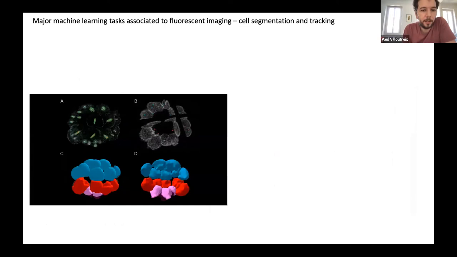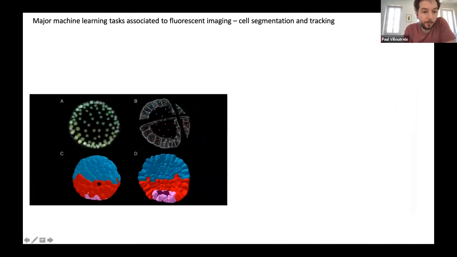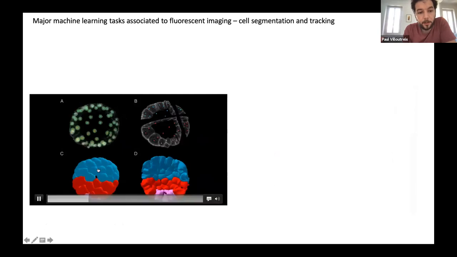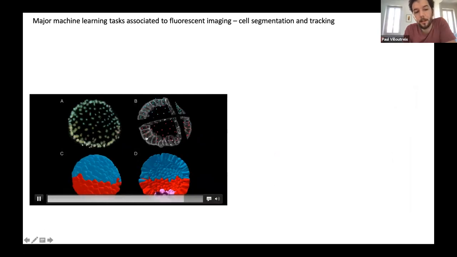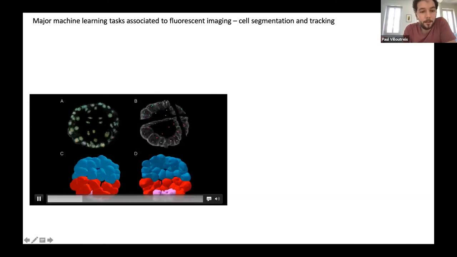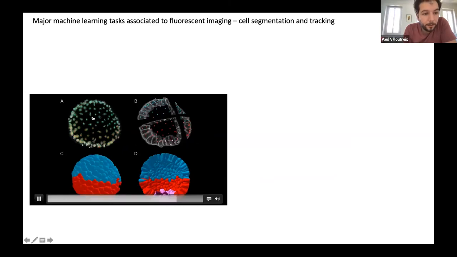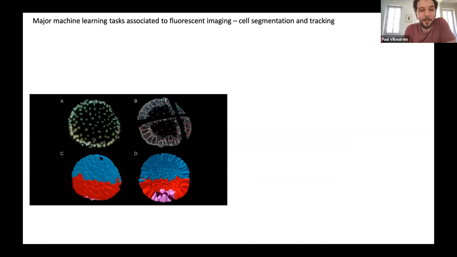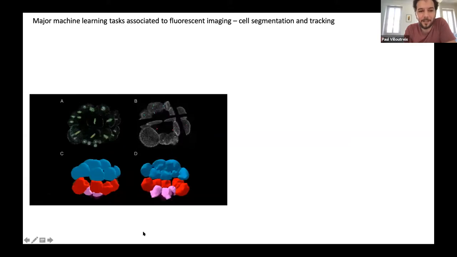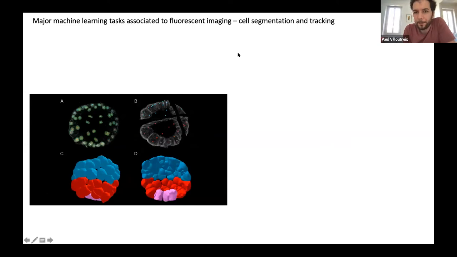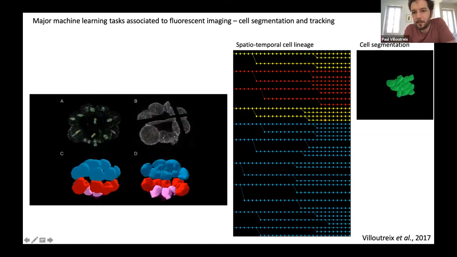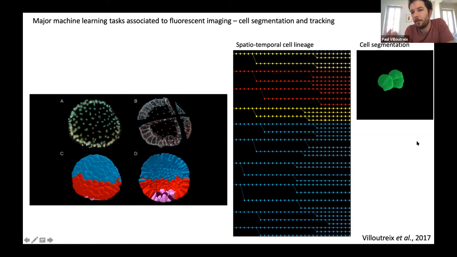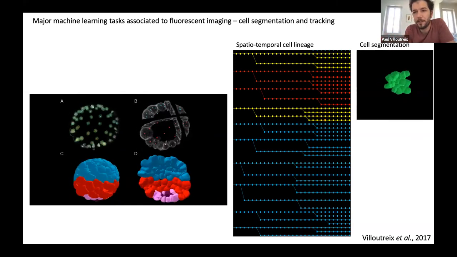So the few machine learning tasks, one quite famous is the question of segmenting the microscopy images. So here at the bottom, you see the cell segmentation that is obtained from the fluorescent protein attached to the membrane. And at the same time in this movie, you can see that each of the nuclei has been tracked in time. So I think in one of the previous courses, you had an extensive description of how you do tracking. So to summarize, you have spatial temporal cell lineage that is obtained from the image. So this is the history of cells, how cells have been dividing over time. And you also have segmentation of individual cells from which you can extract the volume and the shape of each of the cells.